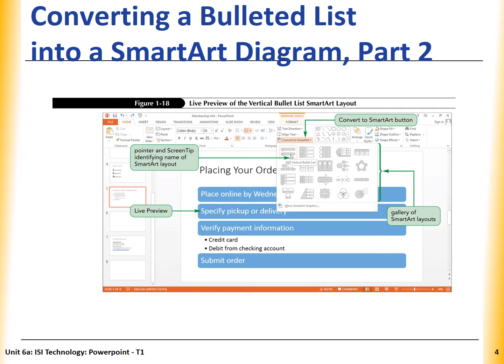How to convert a bulleted list into a SmartArt, part 2. So we have here a bulleted list, okay, and this is the button that we need to click to convert our bulleted list to a SmartArt. So, Convert to SmartArt button. These are the gallery of the SmartArt layouts, and this is the pointer on the screen. You already know about this, and this is Live View. Whenever we move the pointer on one of these, it will show it live on our PowerPoint slide.